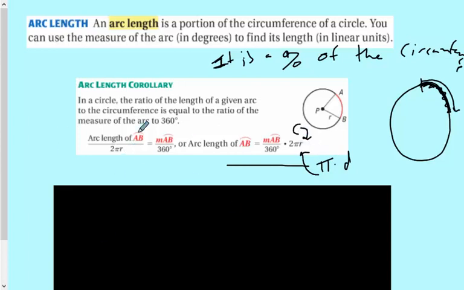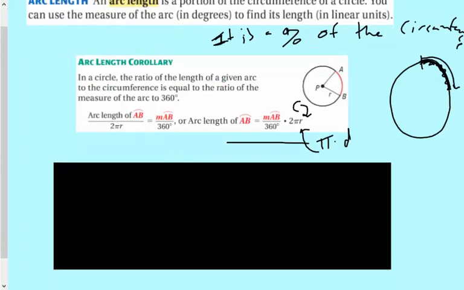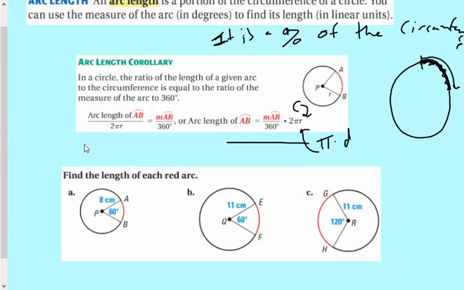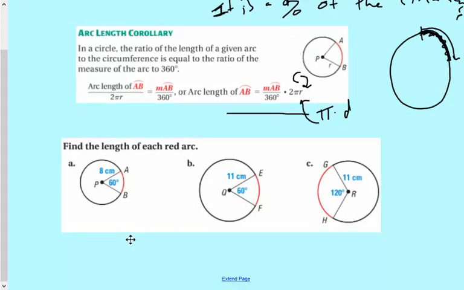This other formula is a ratio or proportion method, and I'm not going to do this in the video. I don't like it, but if you want to do it, you can. Arc length divided by 2 pi r equals the measure divided by 360. Again, I'm not going to go about this. Some kids really like the proportion method, but I'm not going to be using it. Okay, so let's get right into some sample questions. I'm going to explain this the best I can.